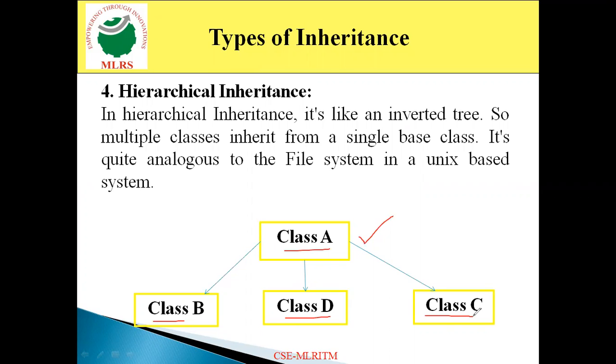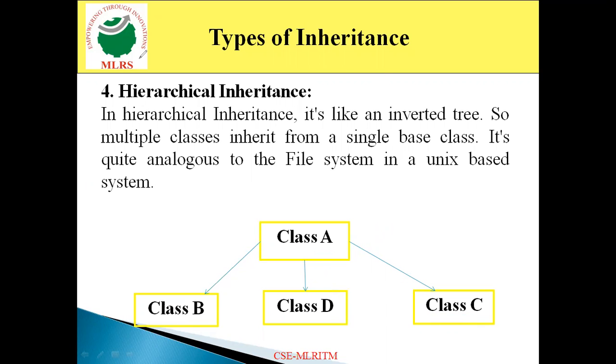In this, class A acts as the base class and class B, class C, and class D act as the derived classes. So class B is deriving from class A, and also class D is deriving from class A, and also class C is deriving from class A. Likewise, in this one, we derive multiple classes from a single base class. If it is like so, then we call that hierarchical inheritance.